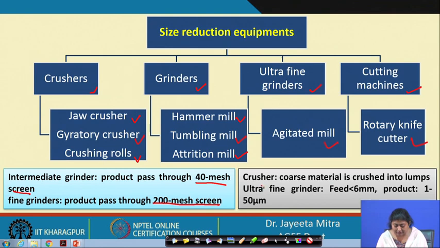And crushers are generally used for the coarse material, and they crush it into lumps. Ultra fine grinders such as agitated mill, the feed is generally less than 6 mm and the product varies from 1 to 50 micrometer. So, we can see that there are various ranges of product as well as feed also. In some cases we cannot give higher size feed into that particular mill. So, now we will see in a bit of detail about all such equipments.